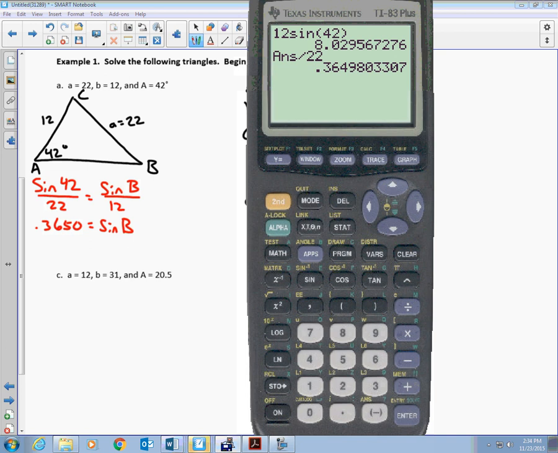That's not my angle. What do I do? I do sine inverse, and on my calculator, I press second negative, so it takes that previous answer, plugs it in, and you press enter.